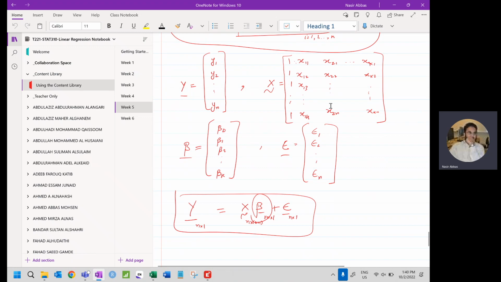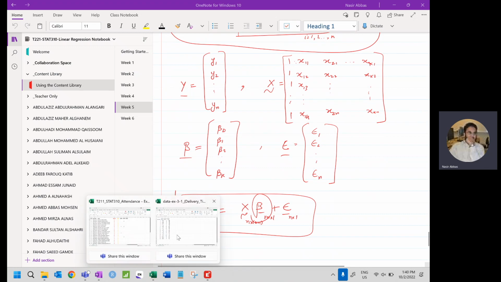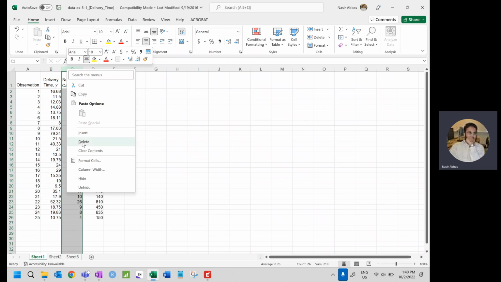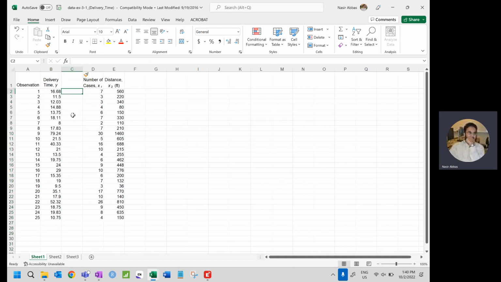Y as a column, X as a matrix, but you should have an extra column of ones before the X's, which we don't have at the moment. So what I'm going to do is, the first column, I have this one. I'll denote it by Y. I don't have a problem. But before X's, I need an extra column of ones. So I'll create an extra column here and put all the ones here.